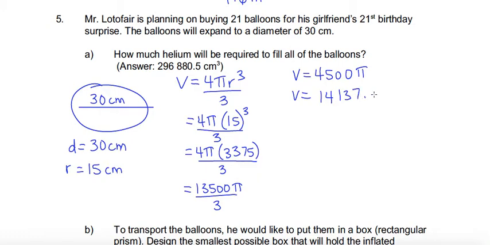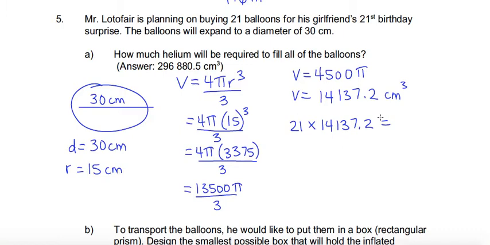14,137.2, because that rounds to 1 decimal place. My units are centimeters cubed. So this is the volume of one balloon. I need 21 of these balloons. So I'm going to take my answer for the volume and multiply it by 21.